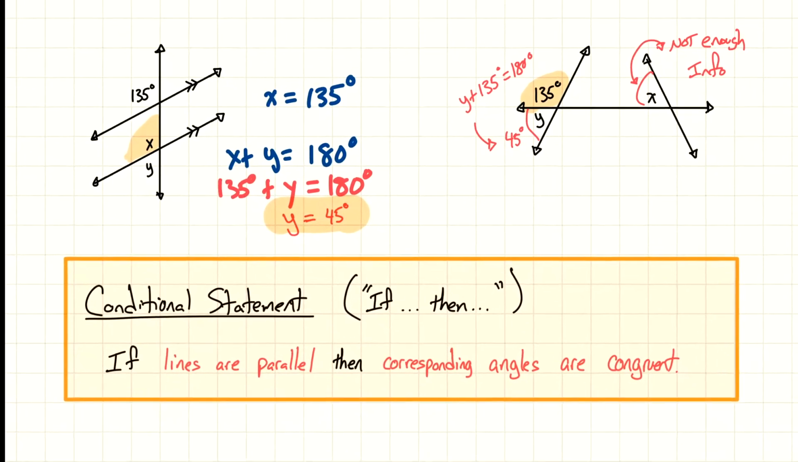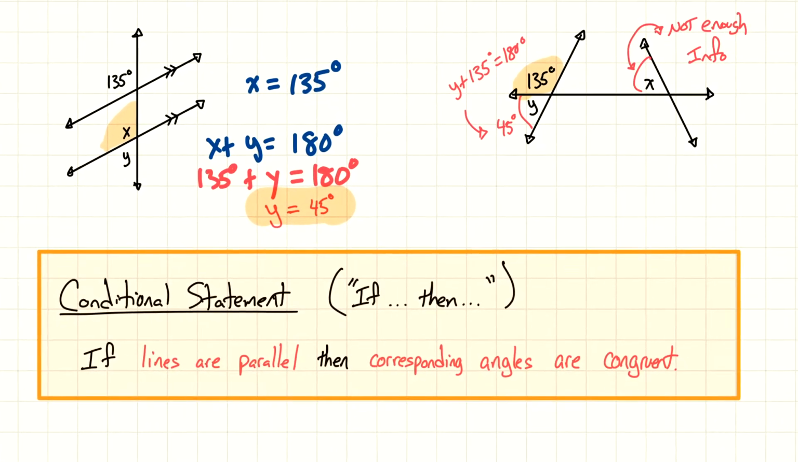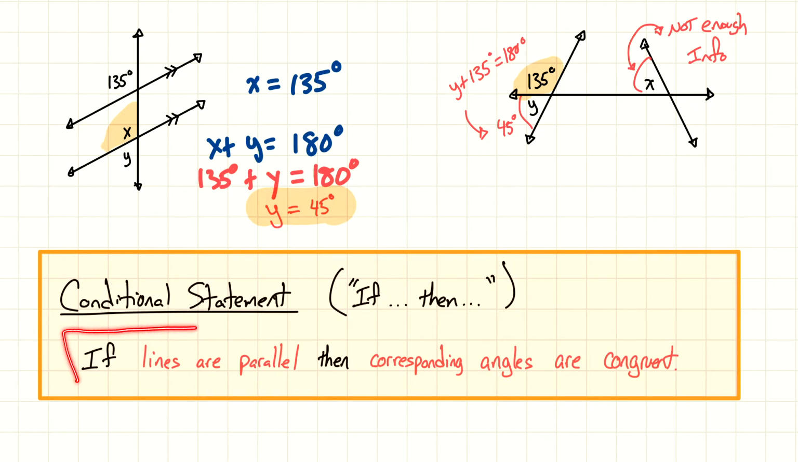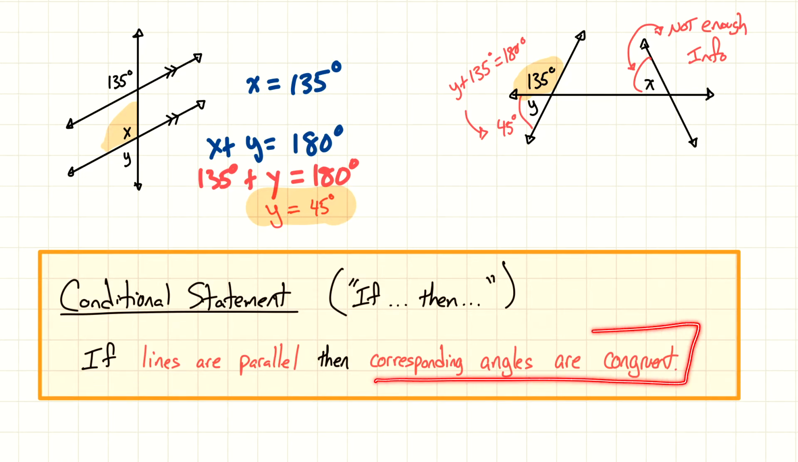All right, so this is the last part. There's a conditional statement. If you don't know what a conditional statement is, it's a statement where we have if, then. So if this is what we have, then this must be true. So if it's raining outside, then the ground is wet. So that's a conditional statement. Based on what we just finished talking about, this is something you need to know. If lines are parallel, then corresponding angles are congruent.